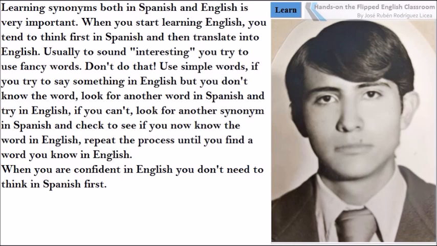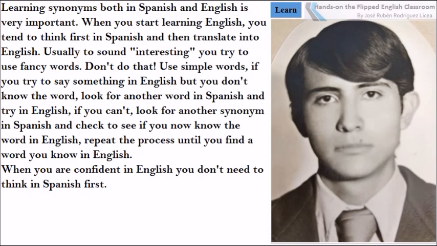Learning synonyms both in Spanish and English is very important. When you start learning English, you tend to think first in Spanish and then translate into English. Usually to sound interesting you try to use fancy words. Don't do that. Use simple words.